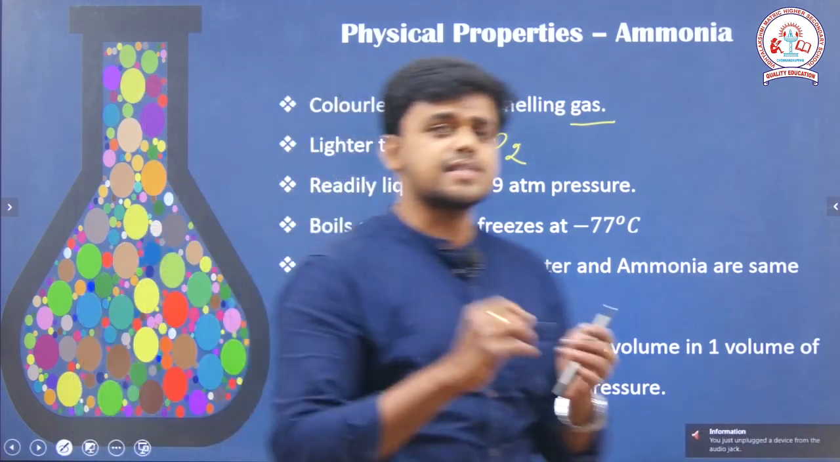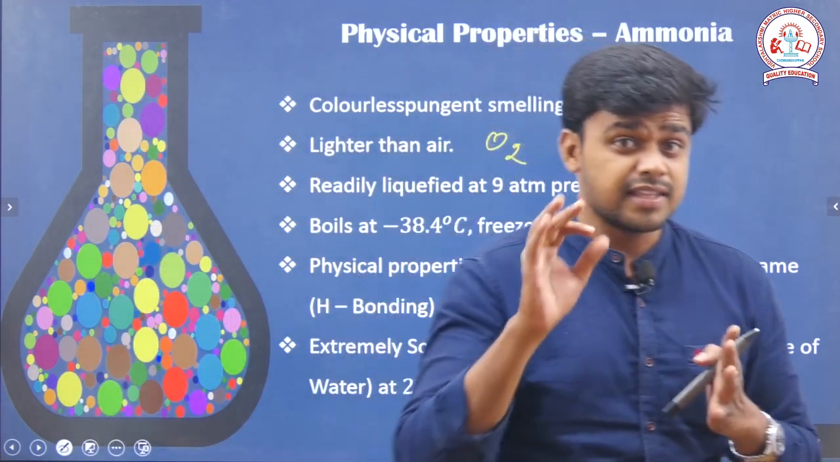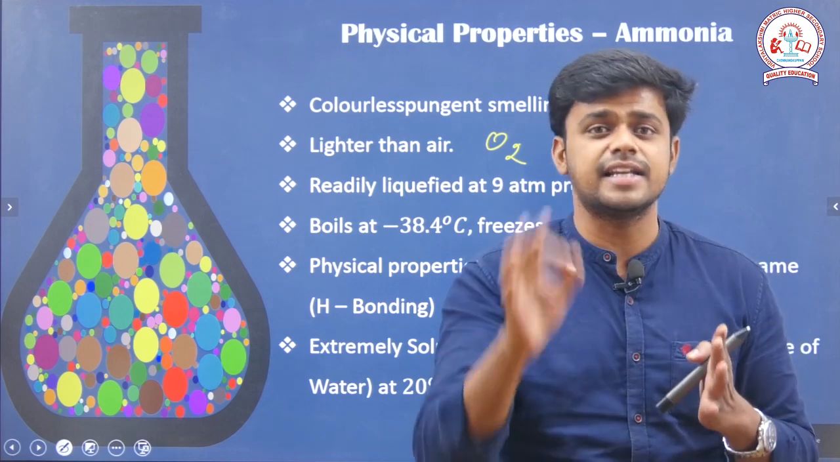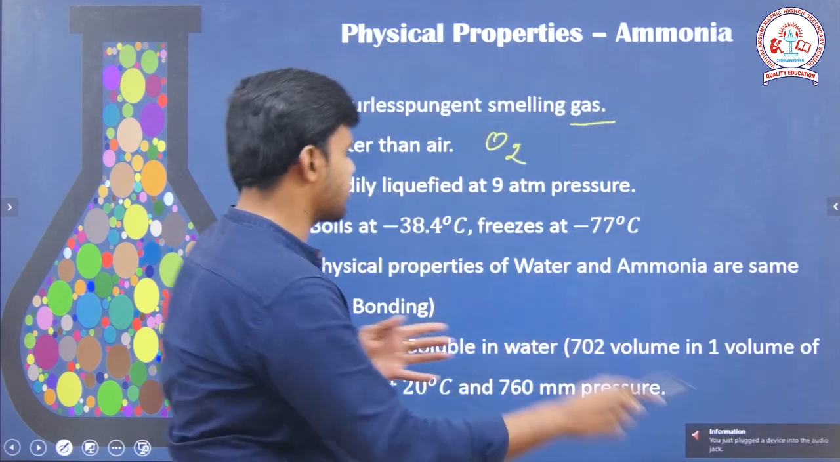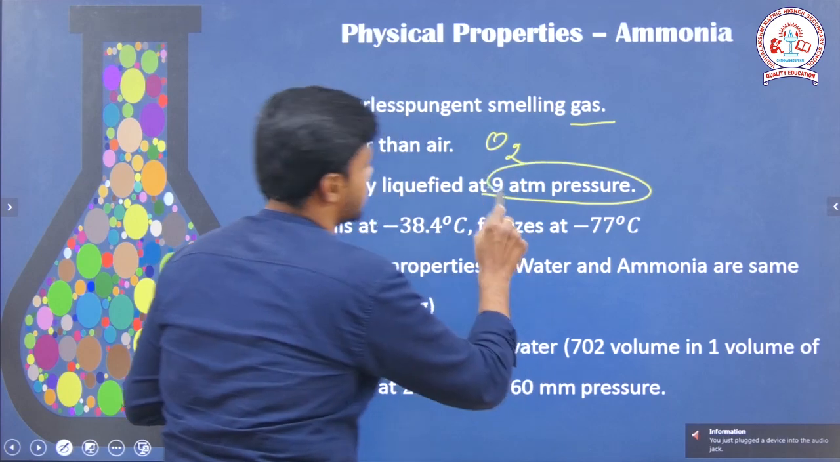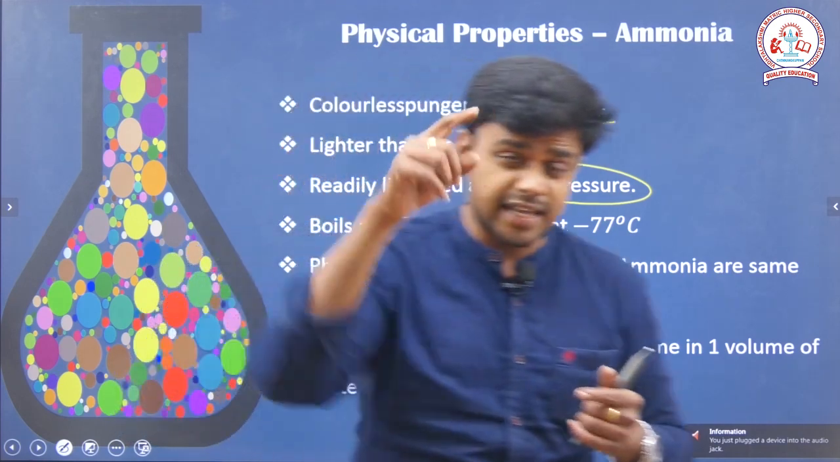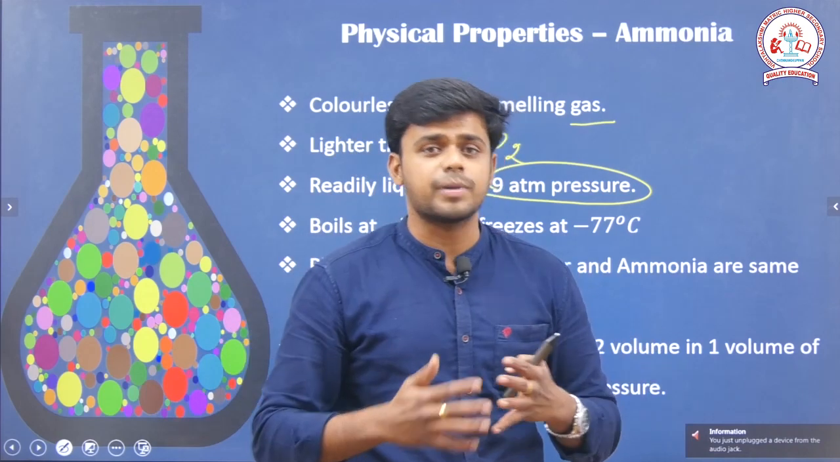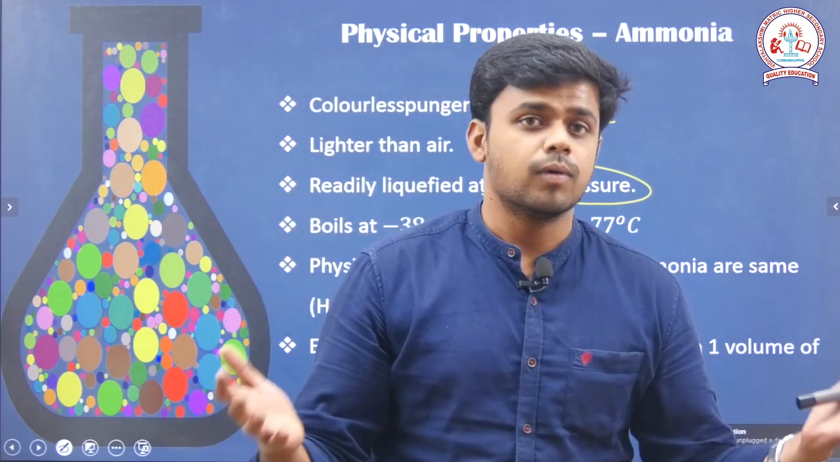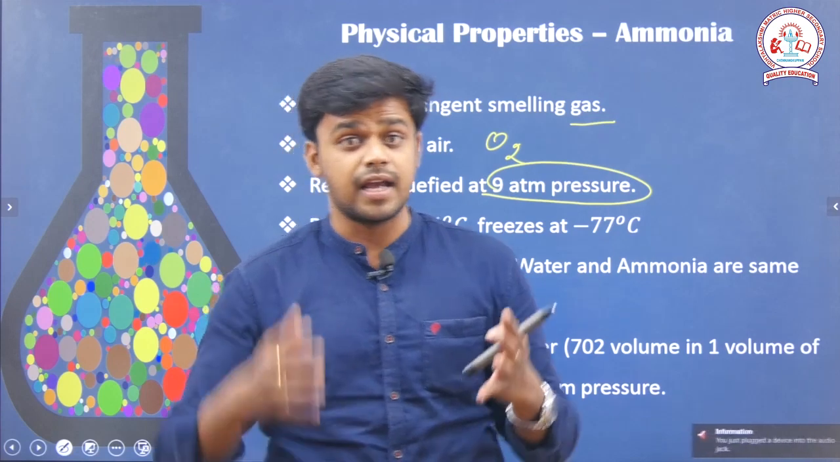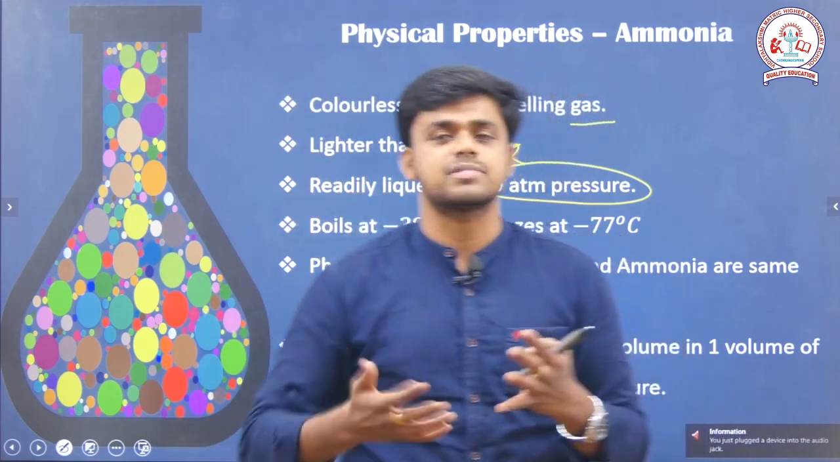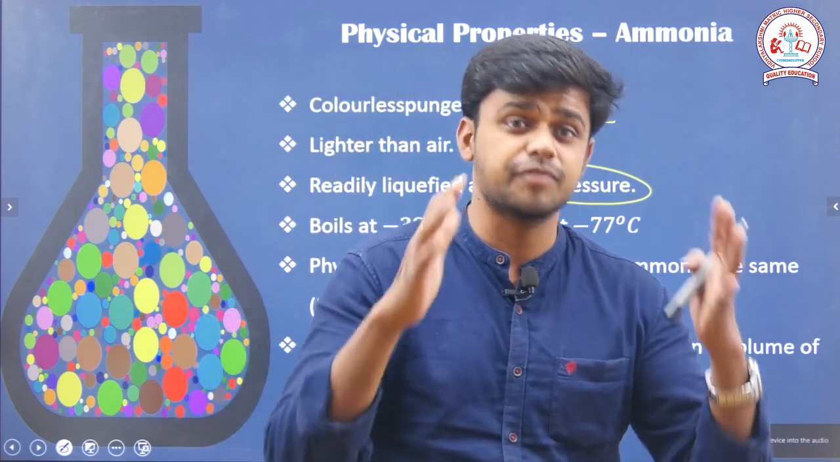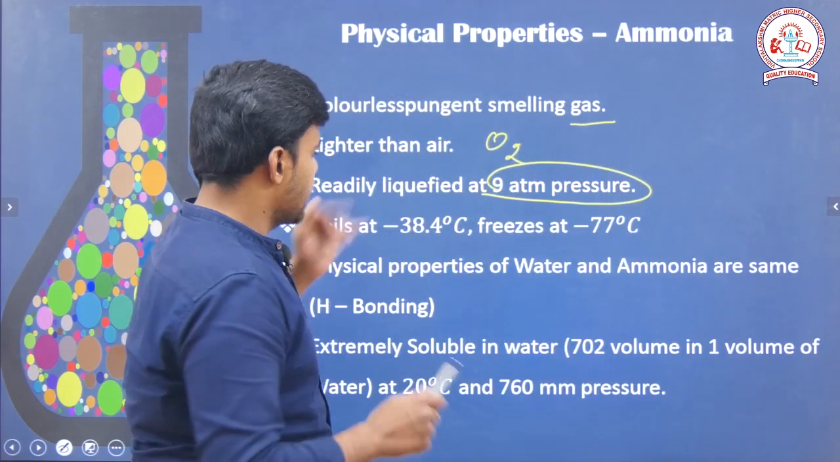And this is readily liquefied. See, they didn't mention it just as readily liquefied. It can be readily liquefied at 9 atmospheric pressure. I already told you, we'll be getting it as a gas. But if we want to liquefy the gas, I need to increase the pressure. Now, the pressure around us is 1 atmosphere. I need to increase it to 9 times. Only when the pressure is increased 9 times can I liquefy it. Then its boiling point.